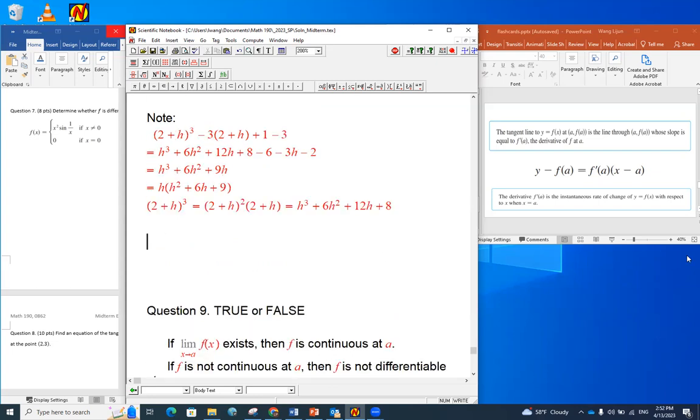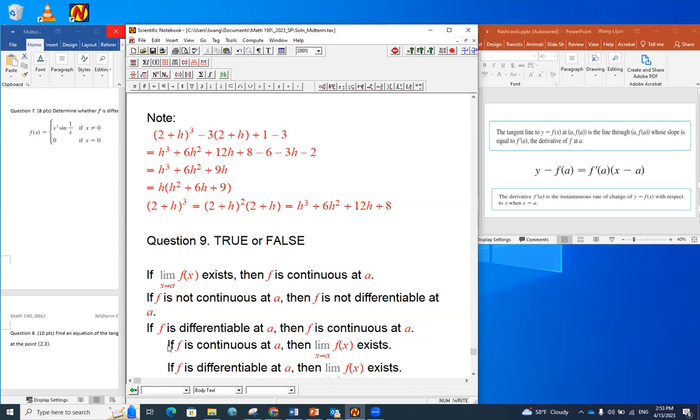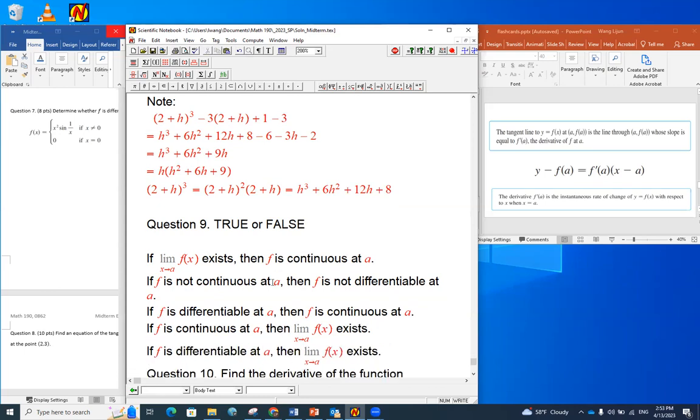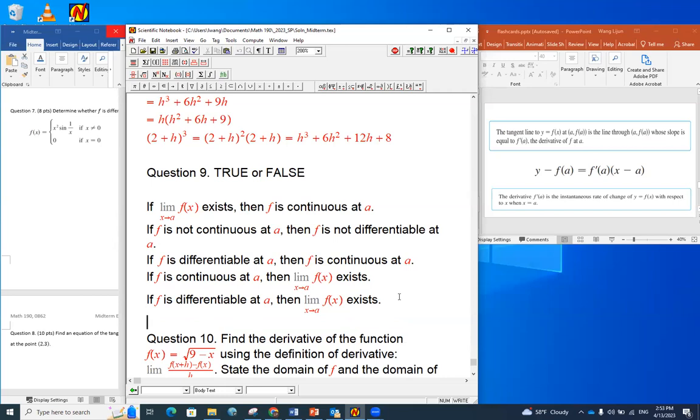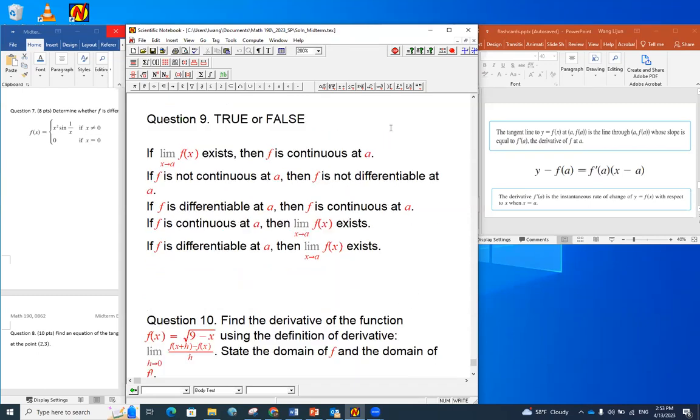Now, number 9, true false. These true false questions are really about whether you understand these relationships. So I'm going to show you what these things are. And we have one more to go, which is number 10. So let's look at number 9. If the limit exists, then f is continuous. Is that true? Let me make this wider.